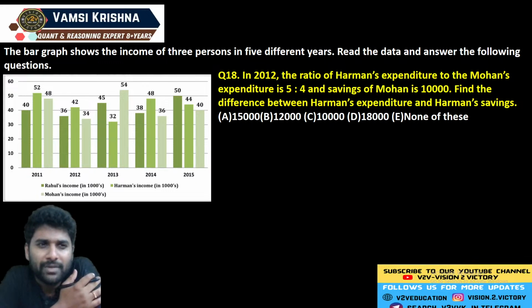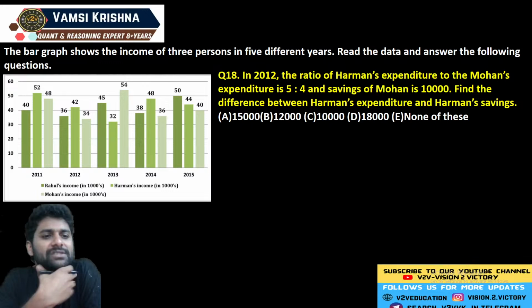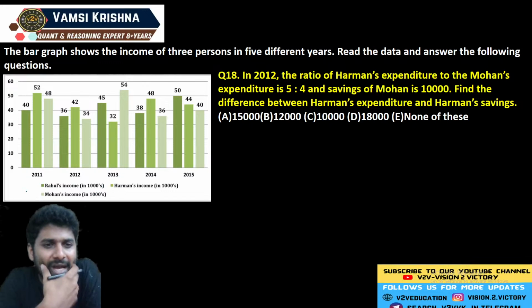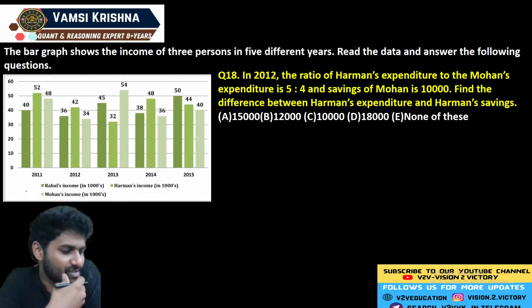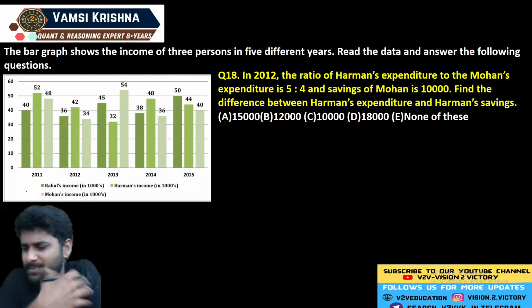So first read the information. The bar graph shows the income of three persons in 5 different years. Read the data and answer the following questions. In the representation, the first box represents Rahul, the next one is Harman's, and the last one is Mohan's. The income is given in numbers, but each number represents thousands. I can understand that information while seeing this picture.